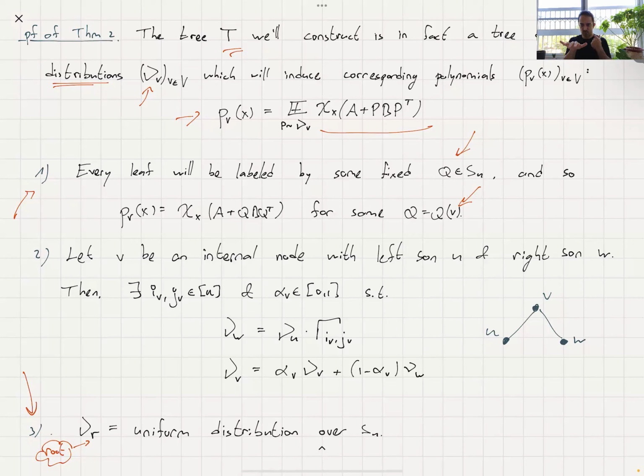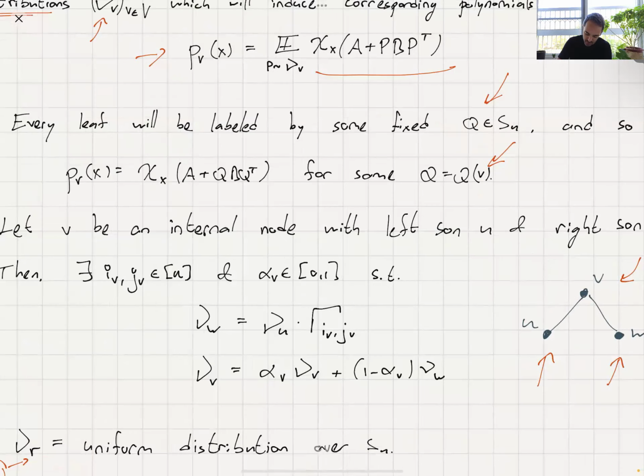Okay, so the distributions at the leaves are going to be the least random, constant, and as I kind of hinted, the distribution at the root is the most random, it's uniform. And there is a certain relation between the distribution of two siblings. So let's say we're looking at an internal node V, and it has left son U and right son W. Then the distributions that correspond to U, W, and V are related in the following way.